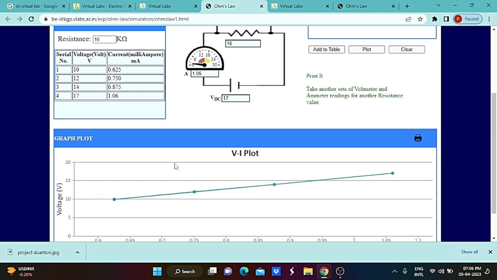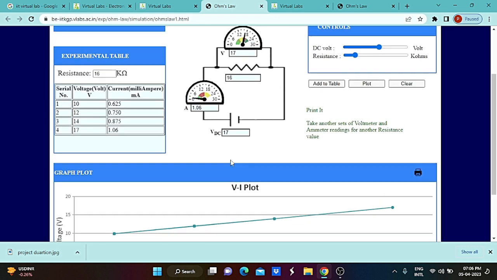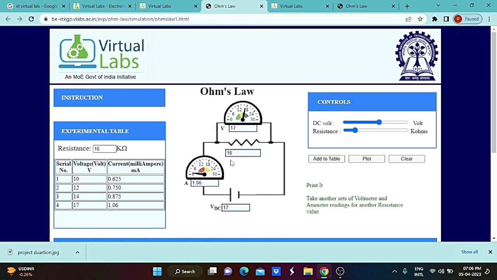So I think everyone can understand this concept with the help of this virtual laboratory. So these are the different facilities we have to understand all the basic fundamentals of all electronic components and experiments in virtual mode. Everyone can understand in an easy manner.